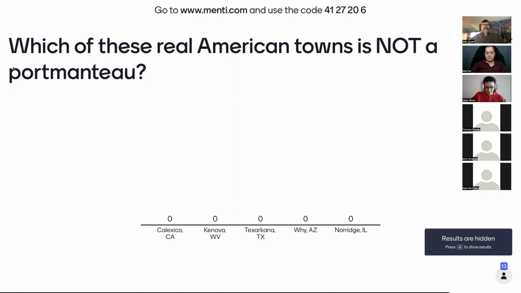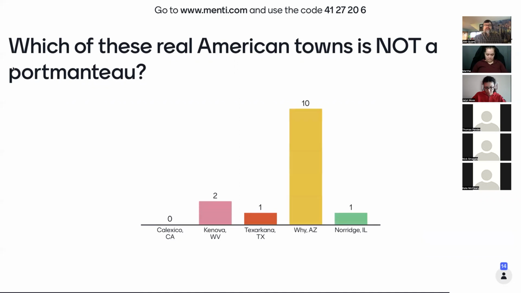Five seconds. All right, and we're going with Why, Arizona as not a portmanteau. That is correct. Calexico is California plus Mexico. Canova is actually three: Kentucky, Ohio, and Virginia put together, Canova. Texarkana is Texas plus Arkansas, Texarkana. And nearby, Norridge is something like North Park and Park Ridge put together.